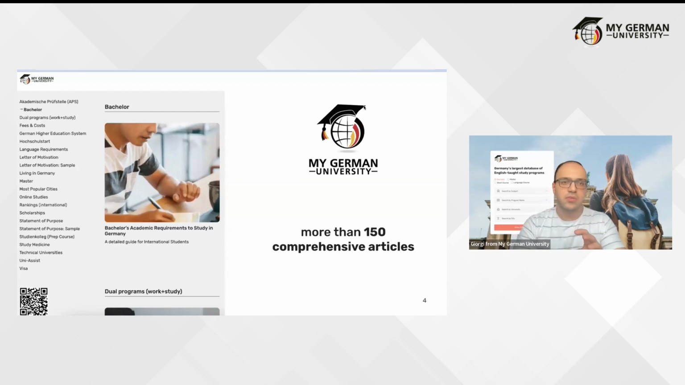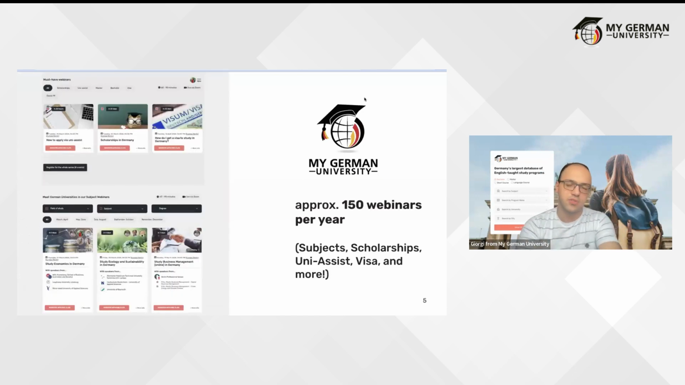We have over 150 articles on different topics regarding studying in Germany: a blog account, letter of motivation writing, CV writing, master studies, language requirements, uni assist, rankings, and so on and so forth. All of the topics, of course, which are relevant to studying in Germany.